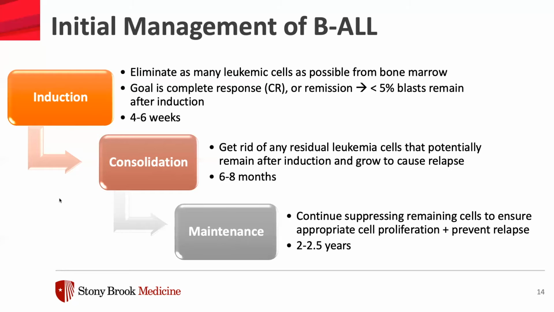And then we have the maintenance phase, and this is mainly here to help suppress any of the remaining cells that are there, to ensure that they're not proliferating and to prevent relapse as well. And this chemotherapy is a lot less intense than the other chemotherapy since we're mainly just trying to suppress any cancer that could pop up again. And this period usually lasts 2 to 2.5 years.